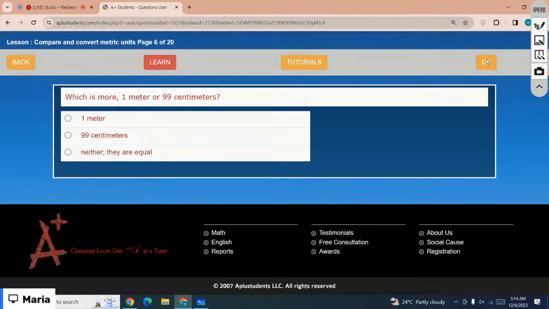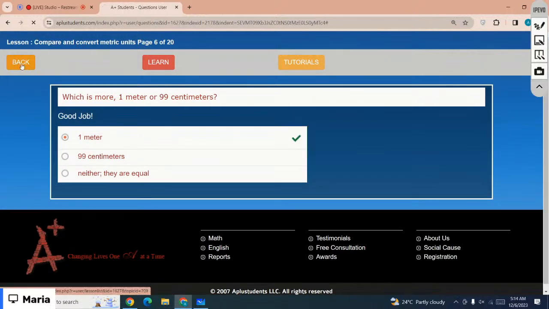Yes, 1 meter is more than 99 centimeters because in 1 meter you have 100 centimeters, right? Okay, you can complete the lesson by yourself later today. Let's just move on to the next lesson.